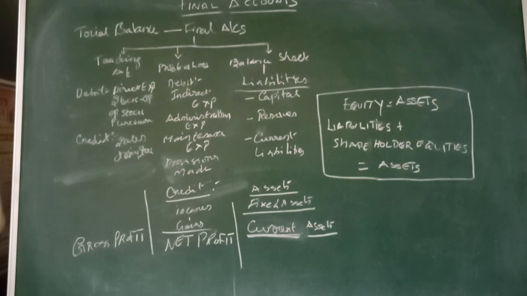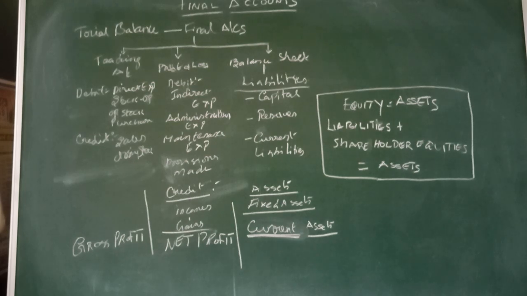So indirect expenses, then administrative expenses, then maintenance expenses. The entire amount of indirect expenses is categorized under these headings. Maintenance expenses include upkeep of a delivery van, upkeep and maintenance of a showroom, all those things. Salary paid to the staff, rent paid, telephone charges paid are administration expenses.